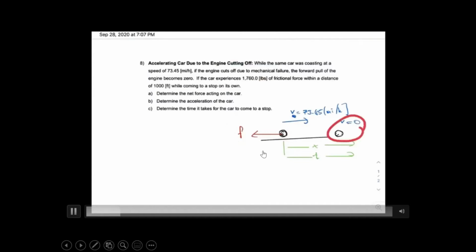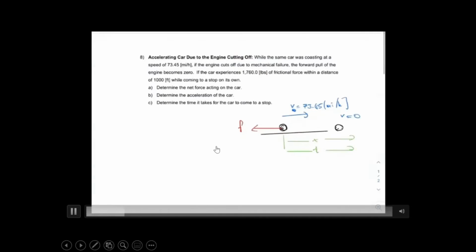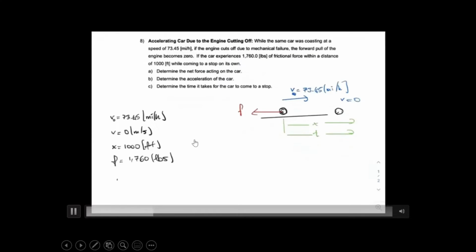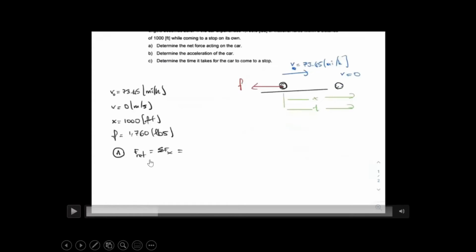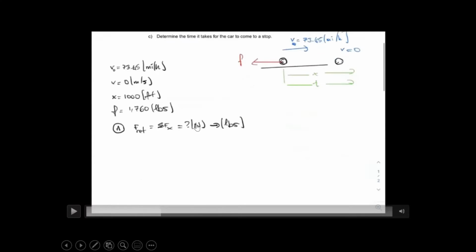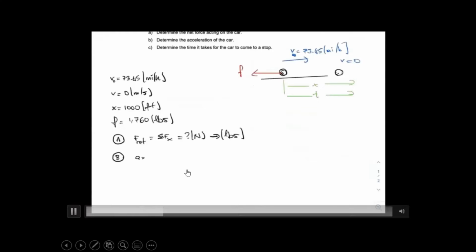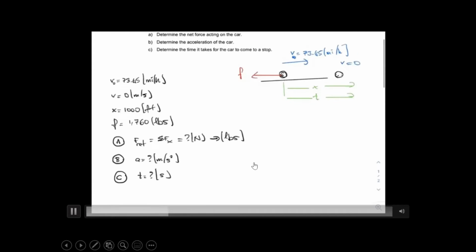All right, so what else do we have? I'm listing everything: 73 miles per hour to 0 within 1,000 feet. The amount of frictional force, as soon as the engine cut off, there was a lot more friction on it. I think I might have done some computations there. So what's the net force? Newtons for physics, pounds for me. Acceleration, meters per second squared is good enough. I'm interested in the time in terms of seconds.